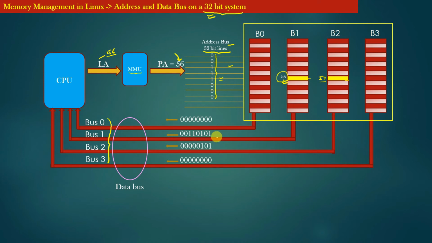whatever data was present at memory location 56 is set on the metallic wires of bus 1 of the data bus. Similarly, the content present at memory location 57 is set on the metallic wires of bus number 2 of the data bus. So from this diagram you can understand that the CPU can read a maximum of 4 bytes of data from the main memory in one CPU clock cycle.